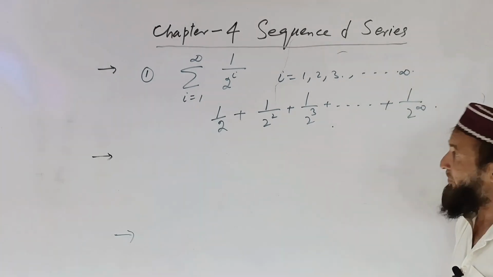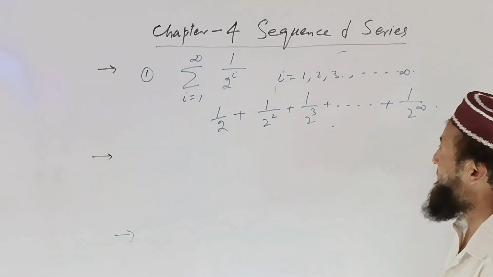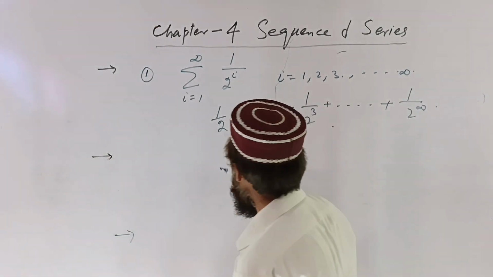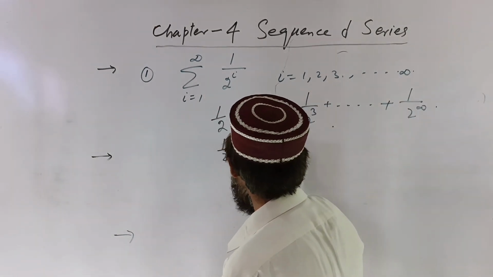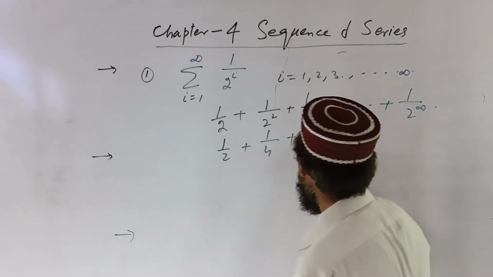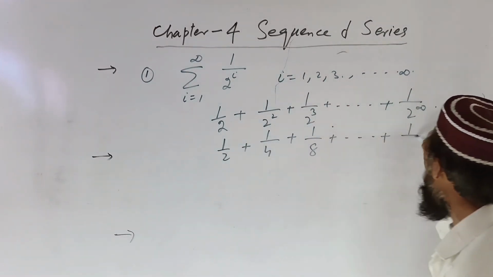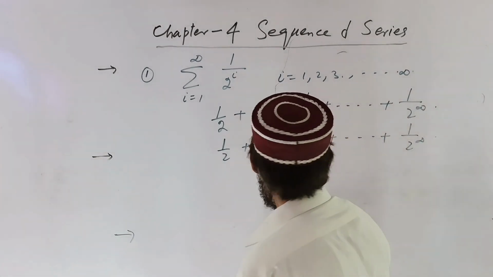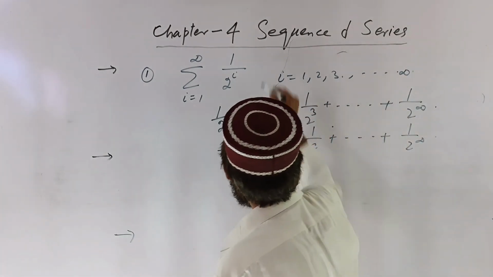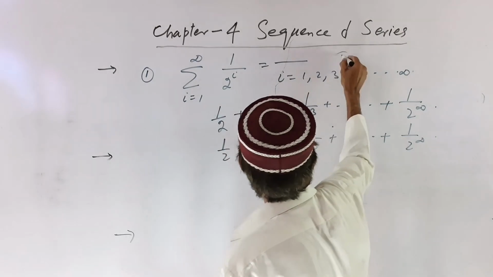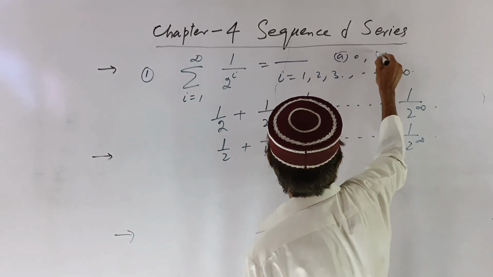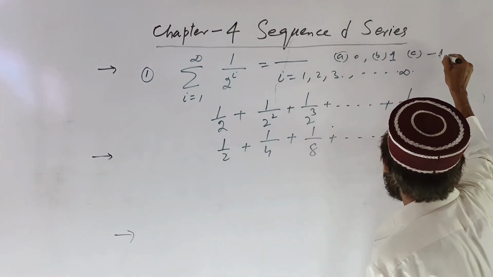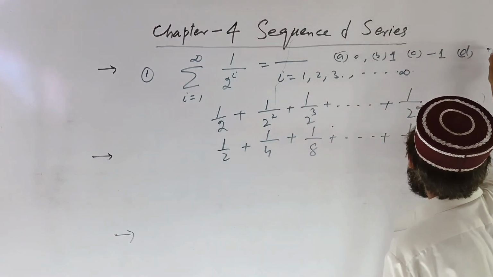Actually this is a geometric series, because if we divide, we get the ratio. Here we get 1 divided by 2 plus 1 divided by 4 plus 1 divided by 8, and so on up to 1 divided by 2 power n. So the result is equal to, what is the choice? A is 0, B is equal to 1, C is equal to minus 1, and D is infinity.